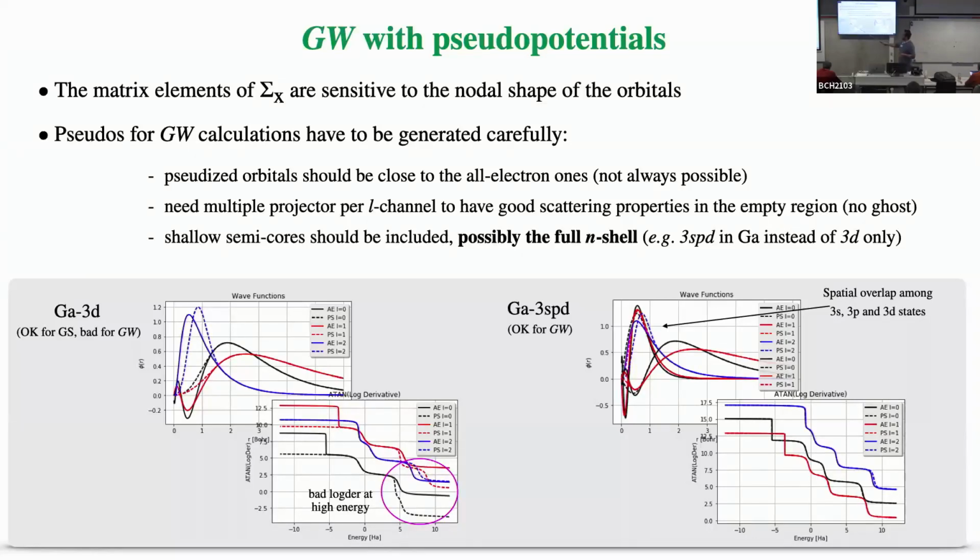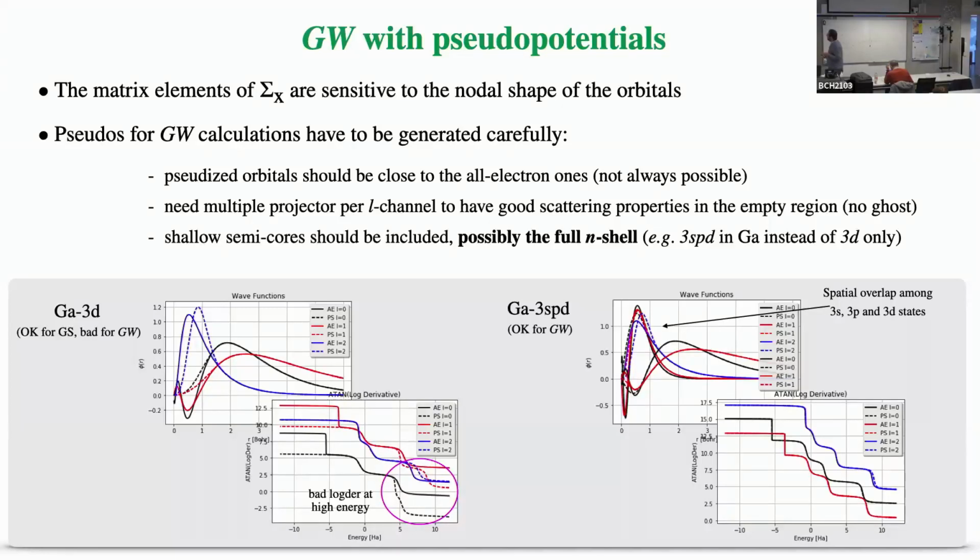If, on the other hand, you use the other pseudopotential, these 3d electrons won't see the exchange with the 3s and the 3p simply because these electrons are frozen in the pseudopotential. This can have a huge impact on the matrix elements of the exchange part.